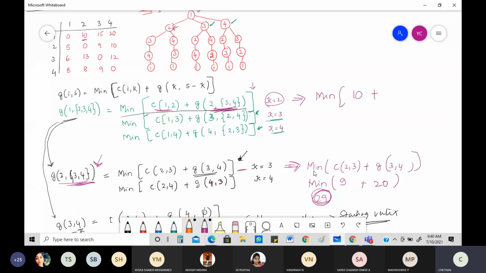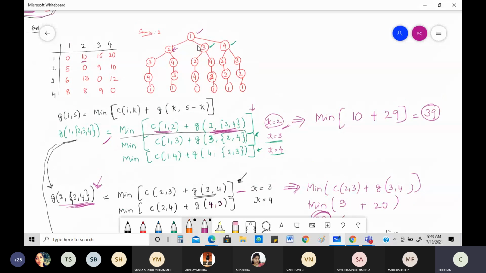G of 2, 3, 4. The value you got is 29. Minimum among 10 plus 29. What is the value you get? 39. You got the values with regard to this. If you choose k is equal to 2, what is the value you get? You get 39. So if I go on top like this, what is the value I'm supposed to get? I'm going to get the value as 39. Okay, I'm going to get it as 39.